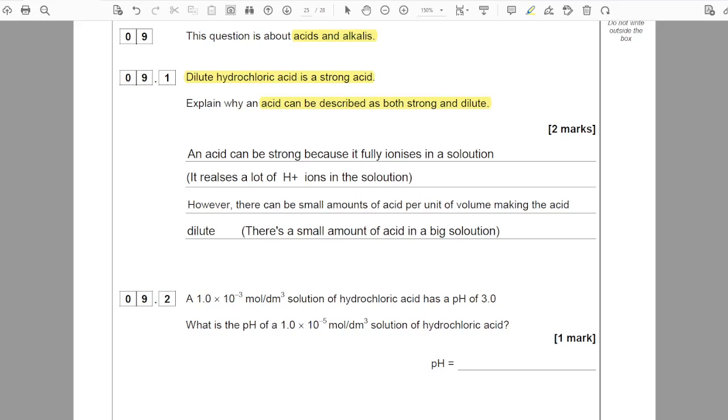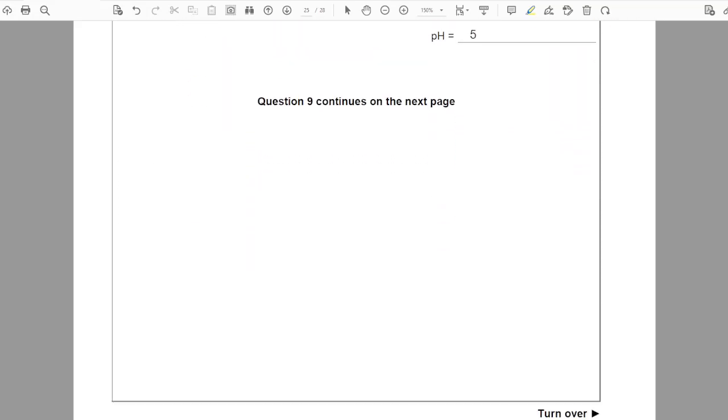9.2. A 1 times 10 to the minus 3 mole per decimeter cubed solution of hydrochloric acid has a pH of 3. What is the pH of a solution of hydrochloric acid that's 1 times 10 to the minus 5 moles per decimeter cubed? Well, 1 times 10 to the minus 3 is 0.001, and that has 3 zeros, and that's why that is a pH of 3, because it's times 10 to the minus 3. In the same way, to the minus 5 would have 5 zeros before the 1, and so it would have a pH of 5.